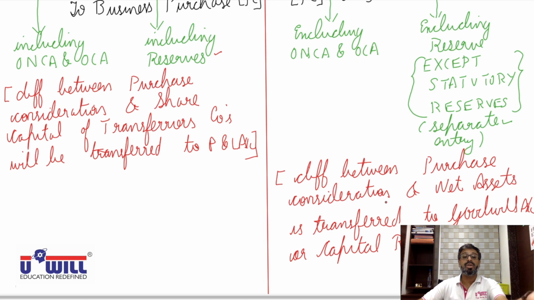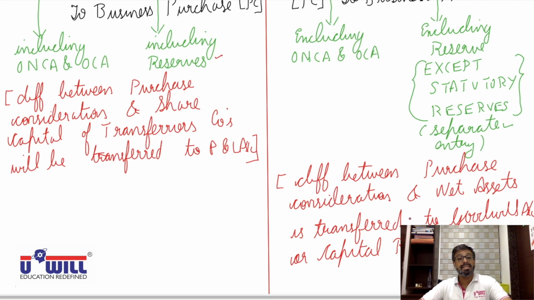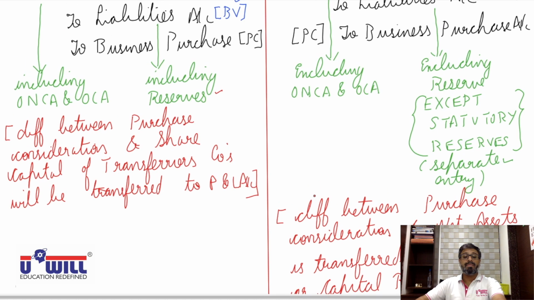Because of the reputation of that company. Why in the negotiation or bargain would you pay more purchase consideration than the net assets? Because of the other company's reputation. So that we will transfer to goodwill. And if we are paying less purchase consideration, then it is our capital profit. So we'll transfer to capital reserve. So these are the points of differences.